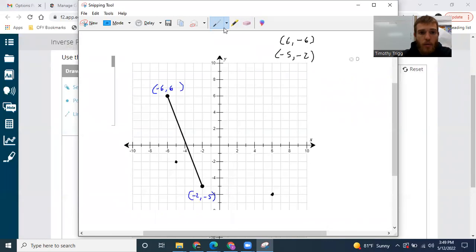Okay, then you would connect those with a line segment. And there you go. This new line here that I just drew, this is the inverse function of our original. Notice it's a reflection across the line y = x.